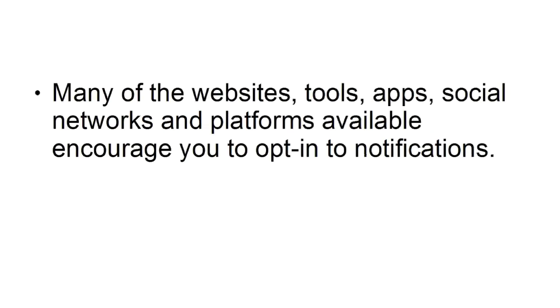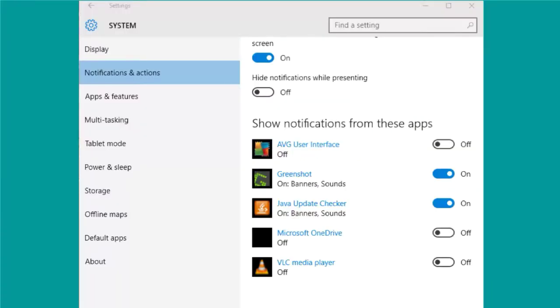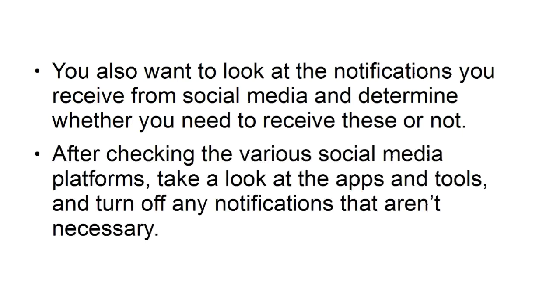Number 1. Turn off selected notifications. Many of the websites, tools, apps, social networks, and platforms available encourage you to opt into notifications. In some cases, you may need to have these notifications turned on. However, in most cases, you probably don't. To begin the process of reducing information overload, start by turning off notifications on your device that are not necessary for your personal or professional needs. You also want to look at the notifications you receive from social media and determine whether you need to receive these or not. After checking the various social media platforms, take a look at the apps and tools and turn off any notifications that aren't necessary.